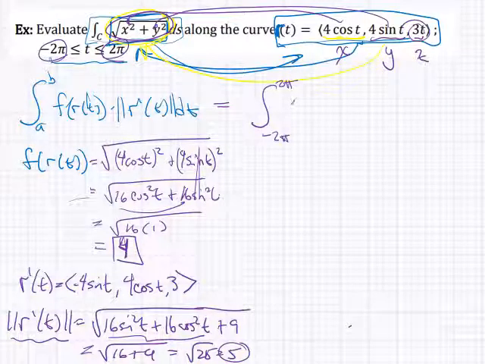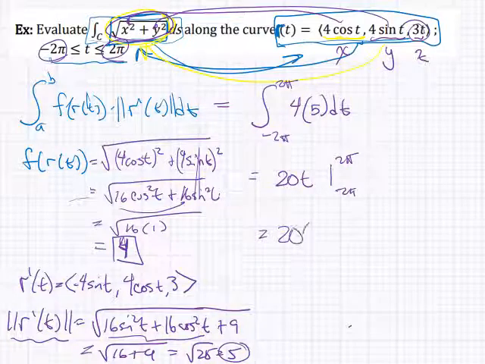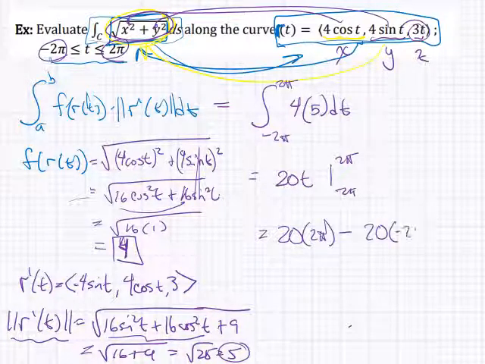We're going to do f of r of t, which is 4, times the magnitude of r prime, which is 5, and integrate that with respect to t. So this would give us 20t from negative 2 pi to positive 2 pi. We plug those in, we get 20 times 2 pi minus 20 times minus 2 pi. So we get 40 pi plus 40 pi gives me 80 pi.